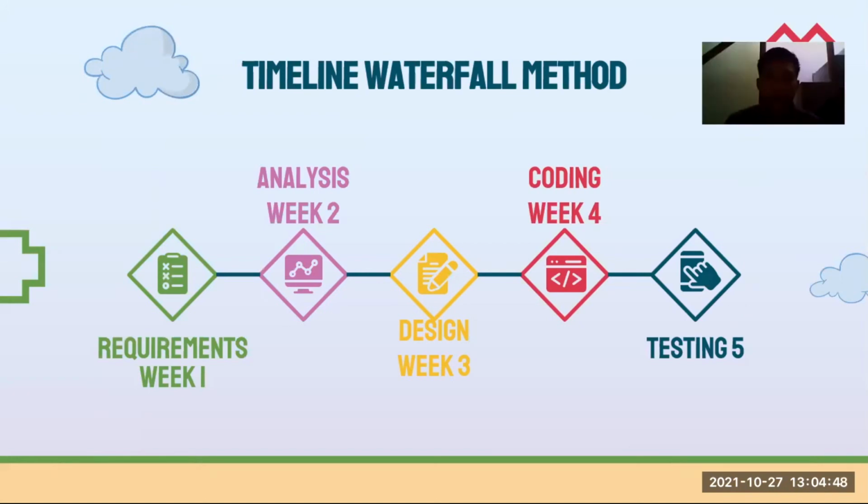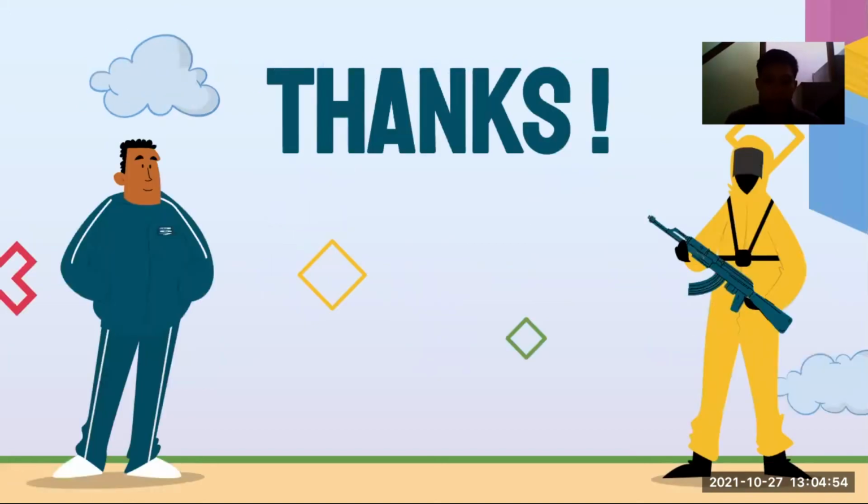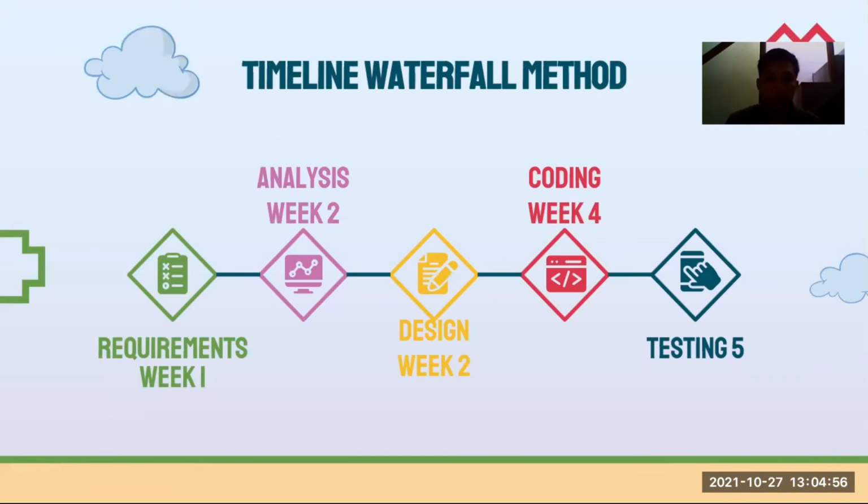Okay, if you all agree, I will read the conclusion of the meeting. That is, first, we will use the waterfall method to create a cashier information system at the Mandala store. And the second, the timeline is 5 weeks. Any suggestion? That's correct. Perfect.